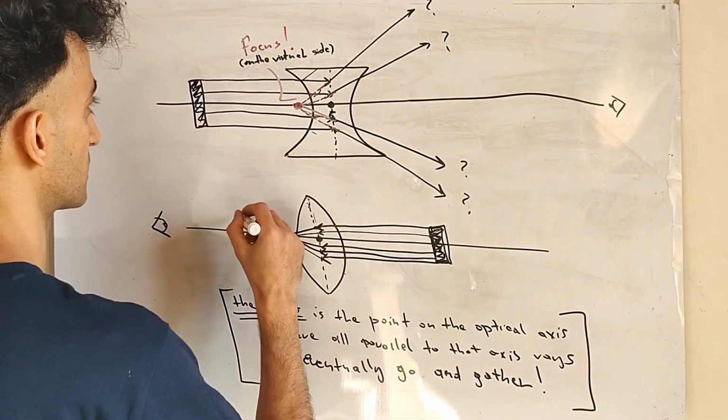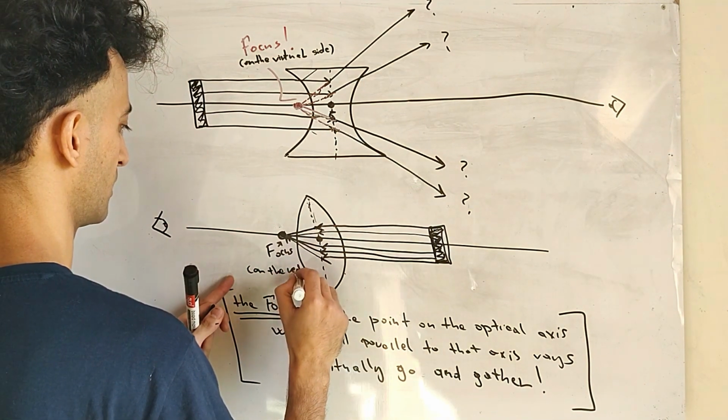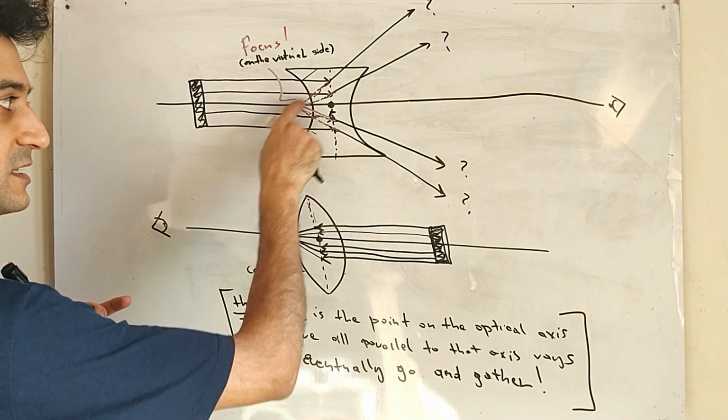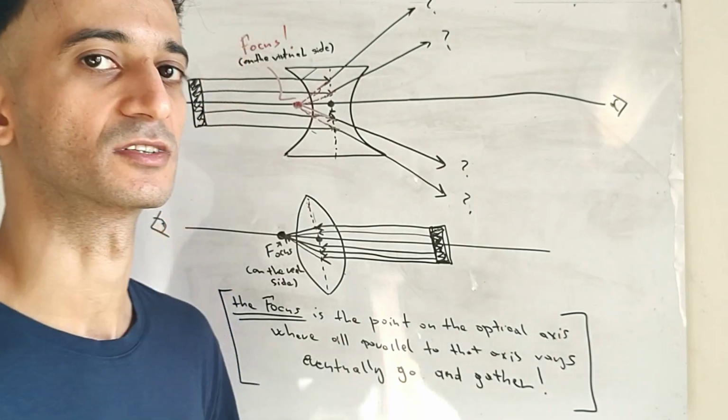Here, this focus is on the real side. We didn't have to imagine anything. We just use the actual rays of light. These ones, these extensions, are not the actual. They are the virtual parts, virtual segments of the pathways that the rays take.